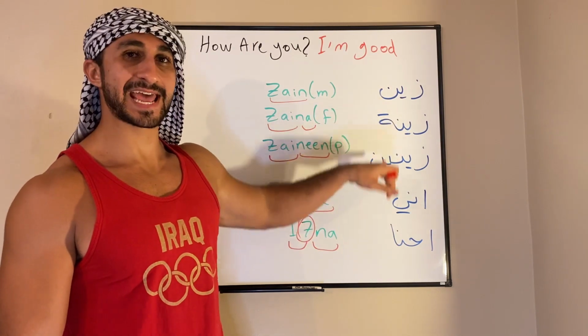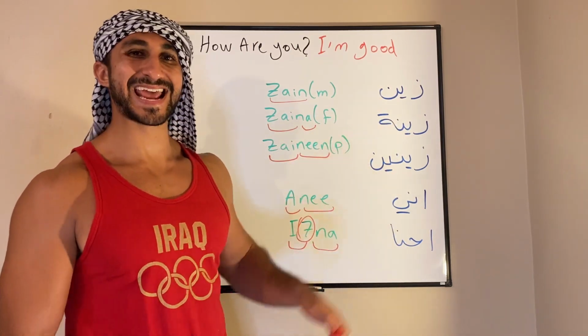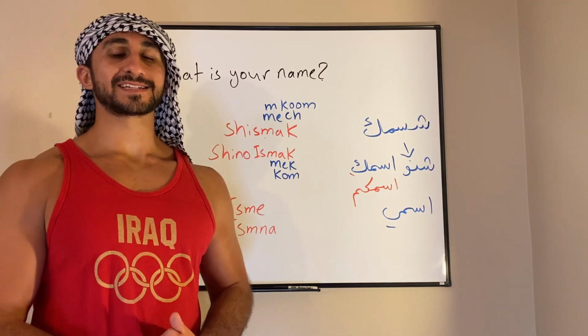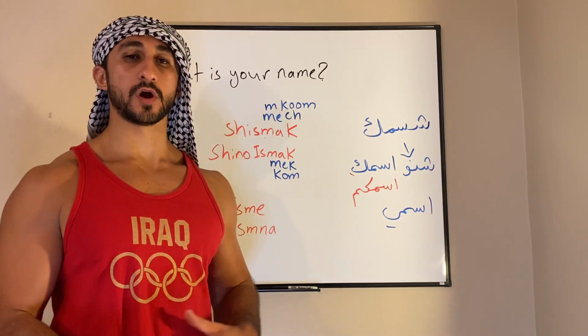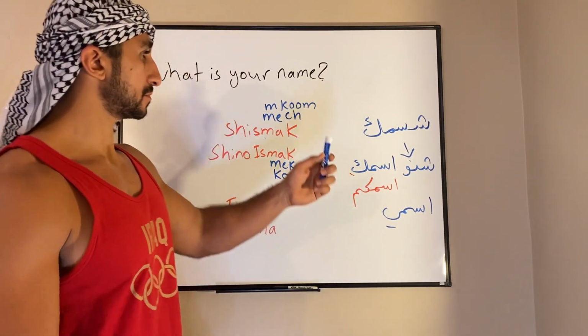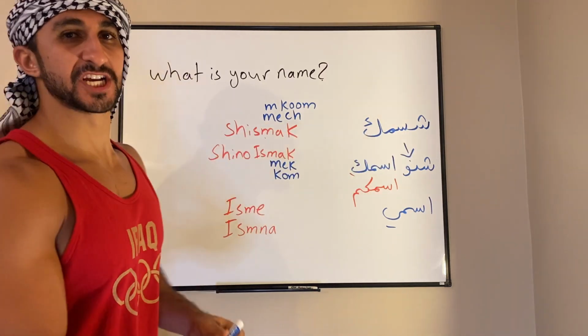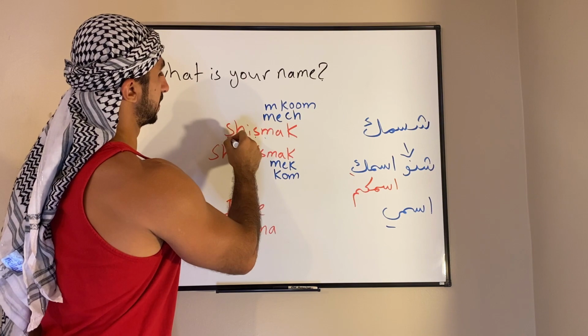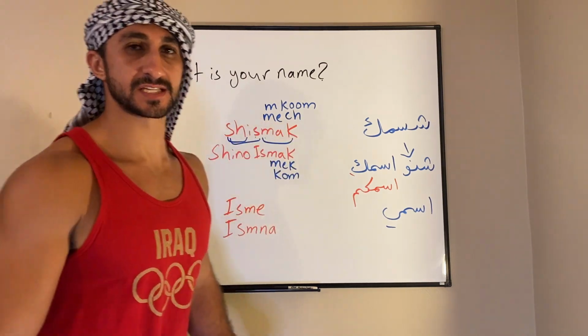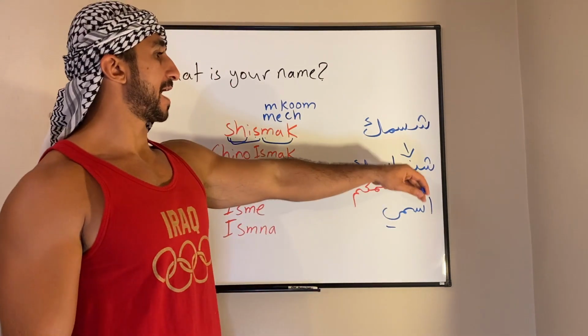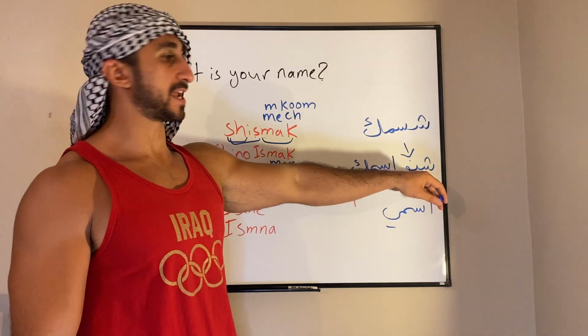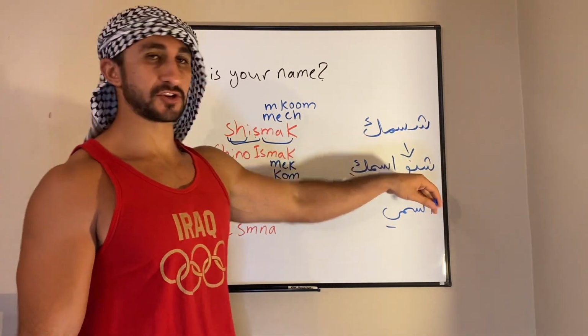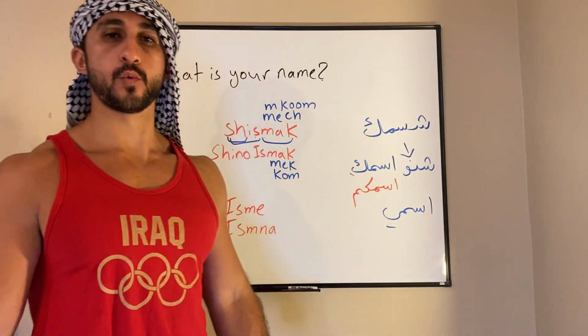Ani zan, ehna zanin. Now you want to ask someone what is their name. So, what is your name? We say it, shismek. Shismek. That's for a male. Again, this is combined. You could also say shinu ismek. And shinu, we just learned earlier, is what.